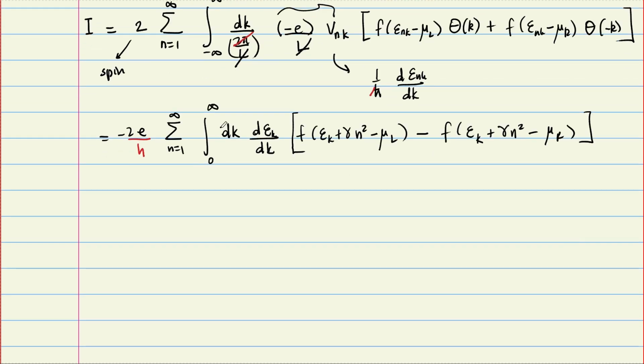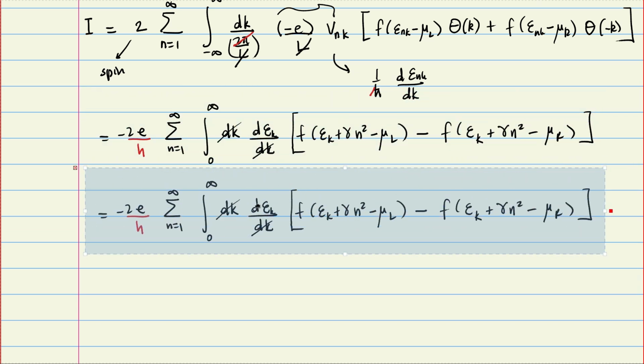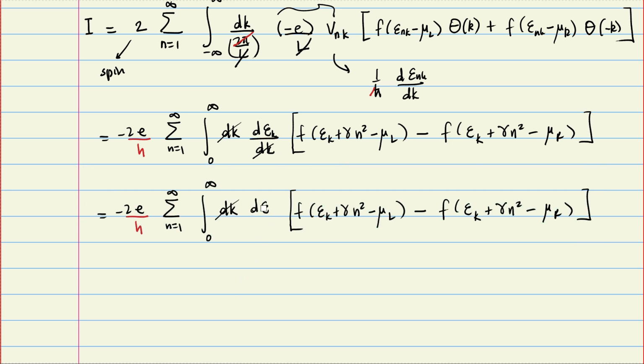But this term, I can change the integral variable, like cancelling these two. So this is going to be d epsilon of k, and in the 0 temperature limit, f of epsilon, the Fermi function, is going to go to theta function minus epsilon, I think. Then this is going to be theta function.